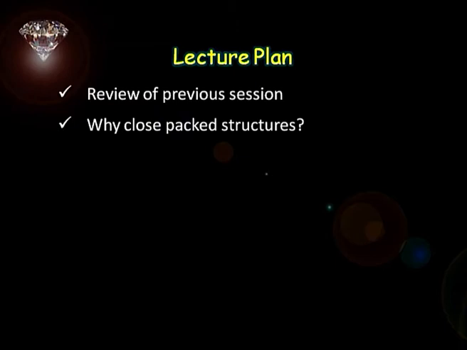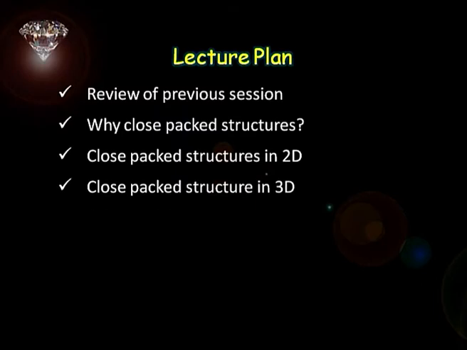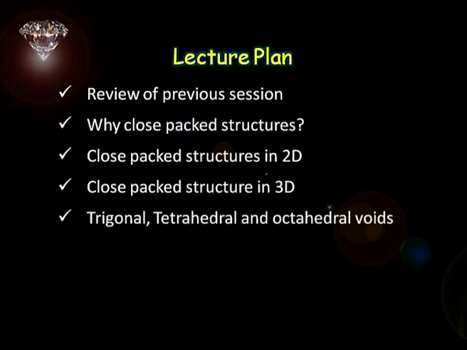Thereafter, we will talk about why we need to talk about closed packed structures. This will be followed by the closed packed structures in 2 dimension. Thereafter, we will try to see closed packed structures in 3 dimension. And in the process, we will come across the meaning and location of trigonal, tetrahedral and octahedral voids.